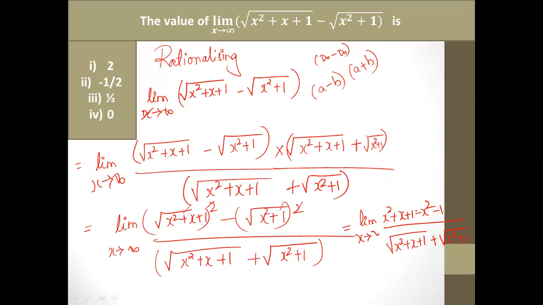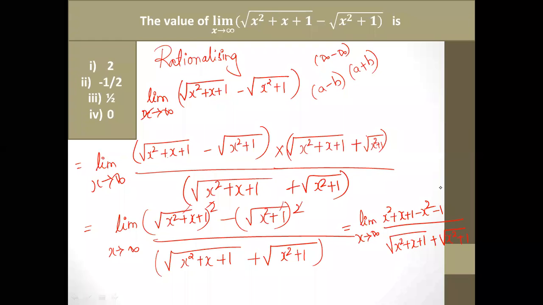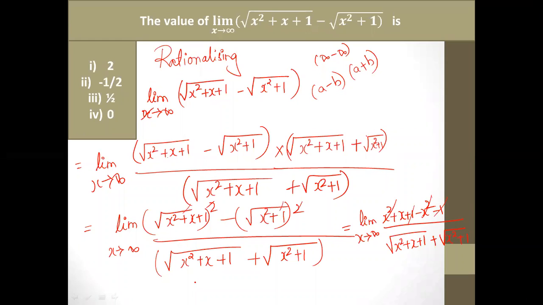Now tell me, simplify the numerator. What do you get in the numerator? Look at what is there in the numerator: x square plus x plus 1 minus x square minus 1. So what is remaining? It is x. X square and x square cancel, plus 1 and minus 1 cancel. X is remaining. So it becomes limit of x divided by square root of x square plus x plus 1 plus square root of x square plus 1, as x tends to infinity.